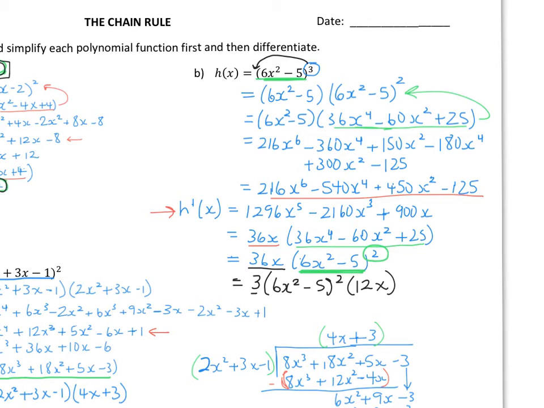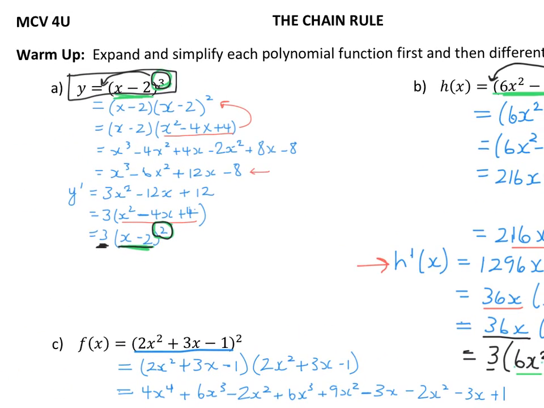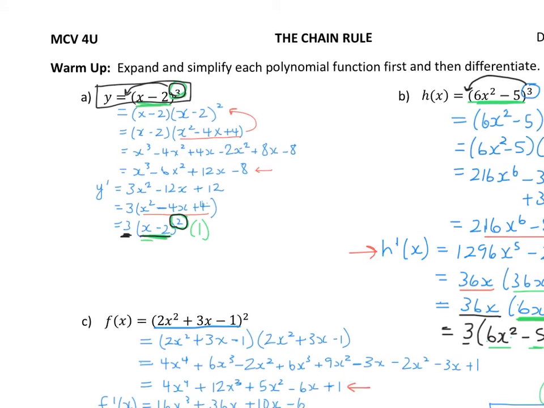Now the question is, where does that 12x come from? Well, by golly, if you look inside this bracket here, if I took the derivative of what's inside the bracket, the derivative of the 6x squared would be the 12x. The derivative of minus 5 is just 0. That's interesting. Let's go back to part A. If I look at the derivative of what's inside of this one, it would just be a 1, which is why we didn't need to worry about that for this question.